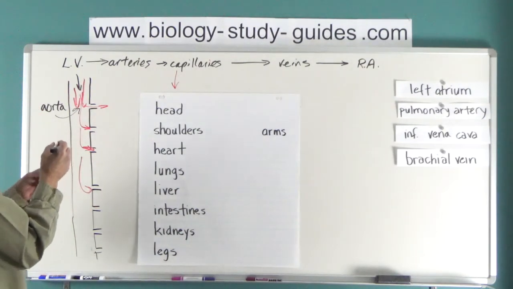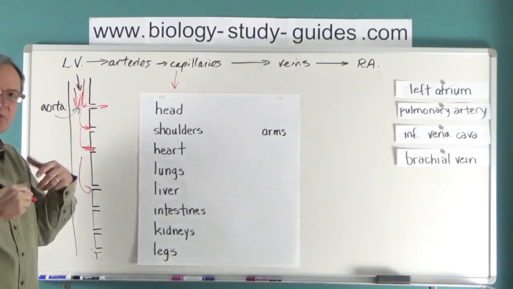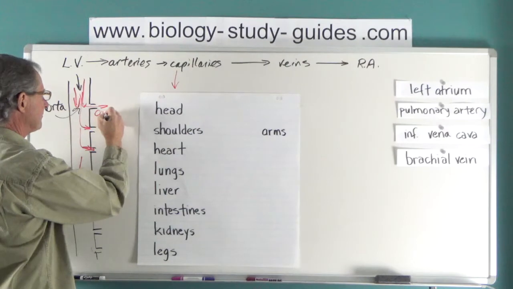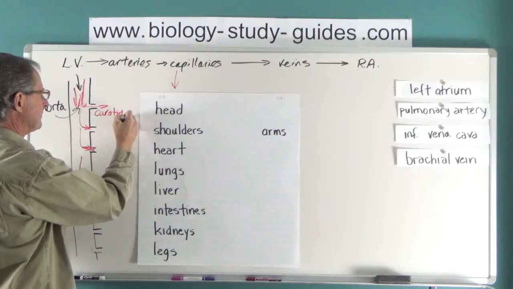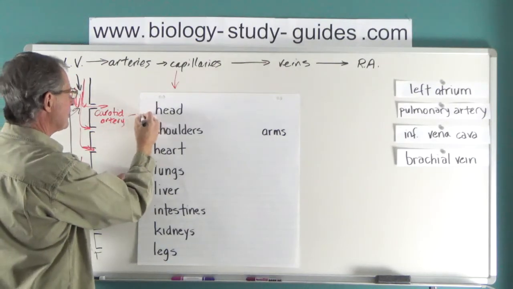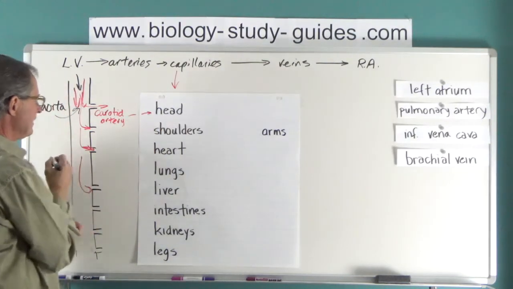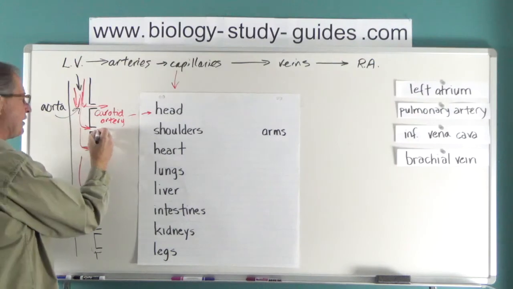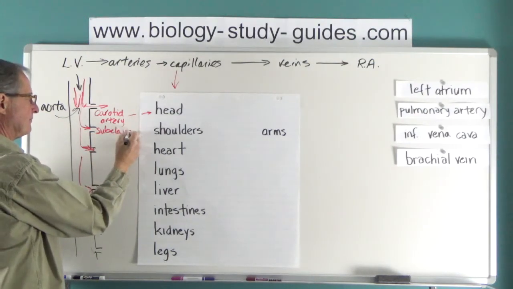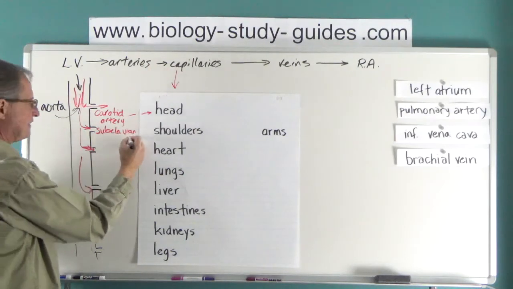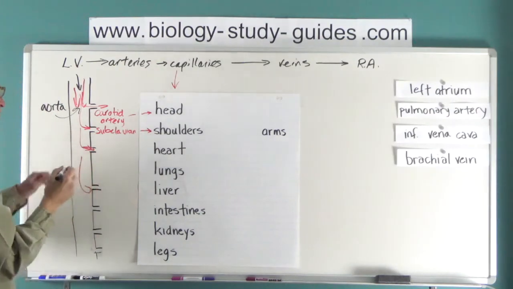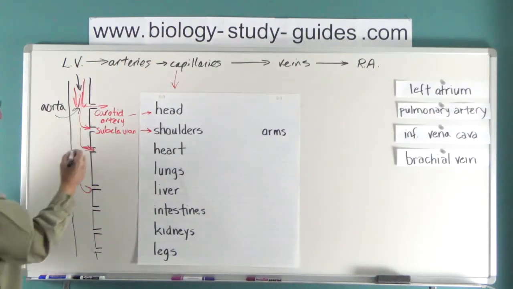The blood that goes to the head is the blood that goes out the carotid arteries. So I'm going to put carotids here. So it goes out the carotid artery to the head. The blood that goes to the shoulders goes out the subclavian. I'm not going to write artery every time. That should be fairly obvious. The blood that goes to the heart goes out the coronary.